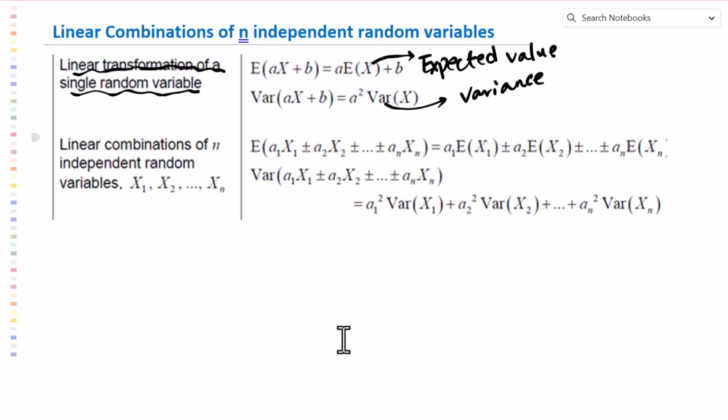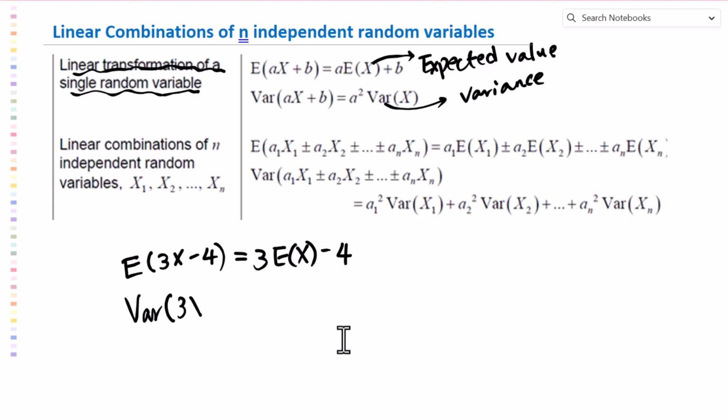Based on this formula, we know E of 3X minus 4 equals 3 times E of X minus 4. But for variance of 3X minus 4 equals 3 squared times variance of X.